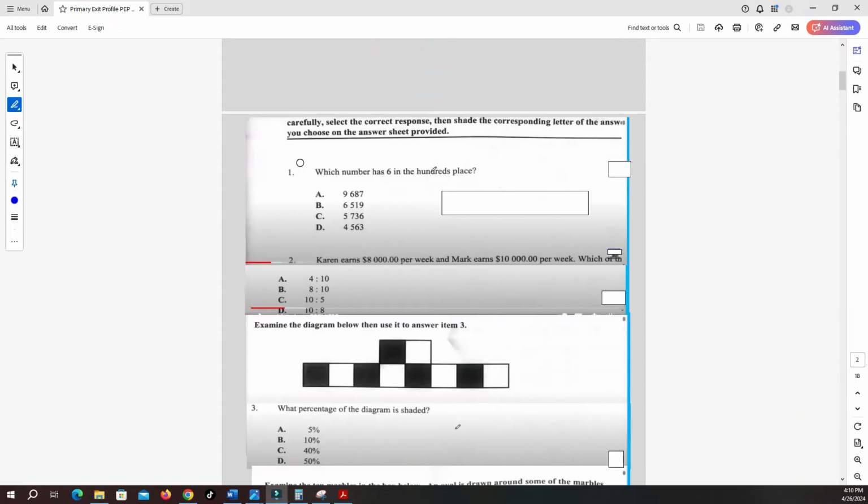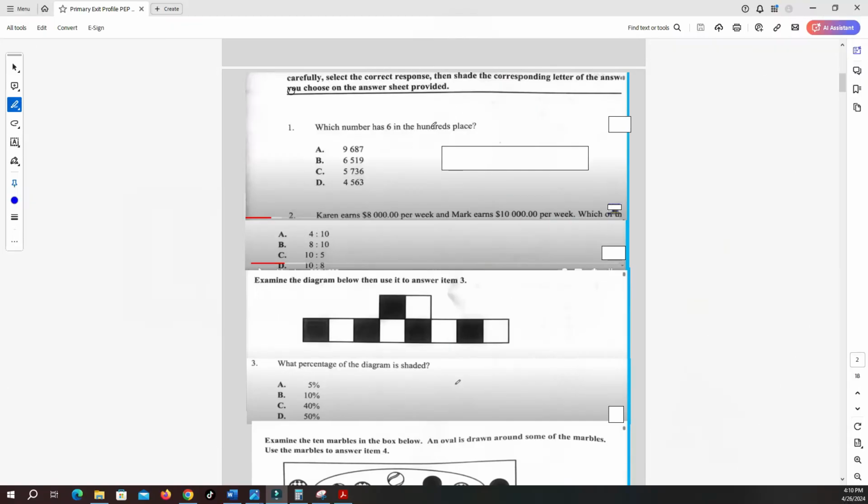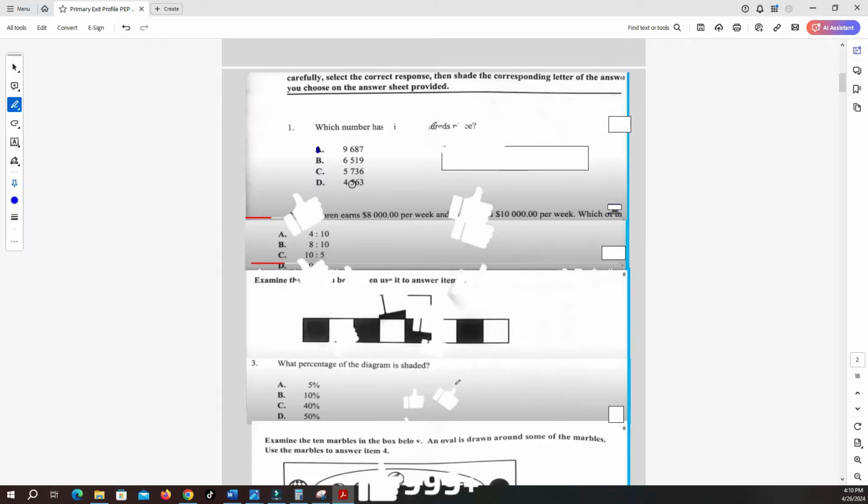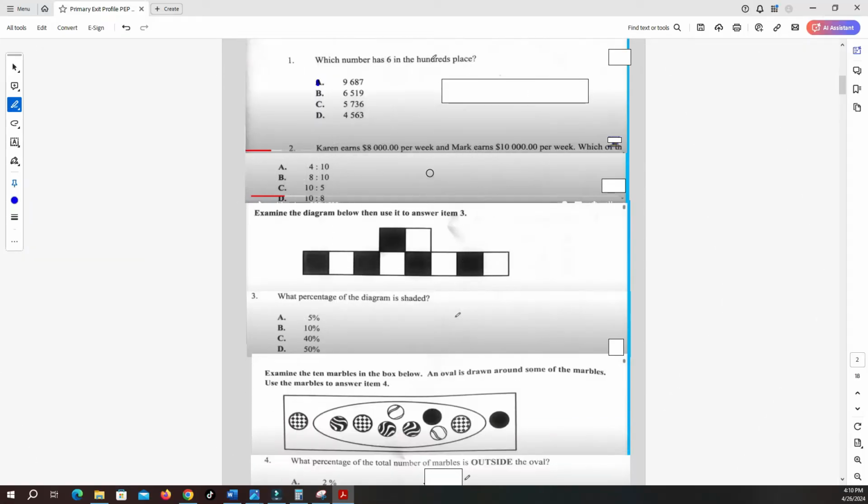So let's jump in. First one, I should say, carefully select the correct response, then shade the corresponding letter of the answer you choose on the answer sheet provided. All right, which number has 6 in the hundredth place? So we know, well, this has to be it because remember, this is 1, this is 10, this is 100. So this would be it. That's A.